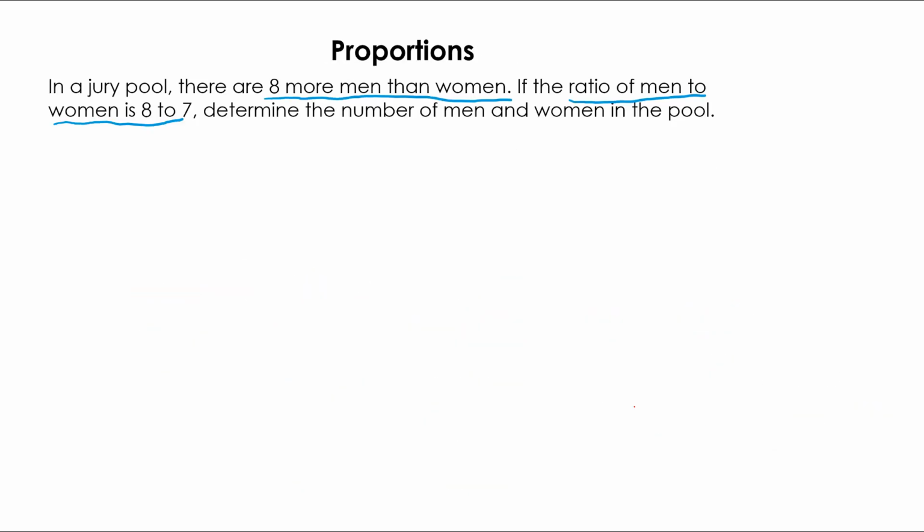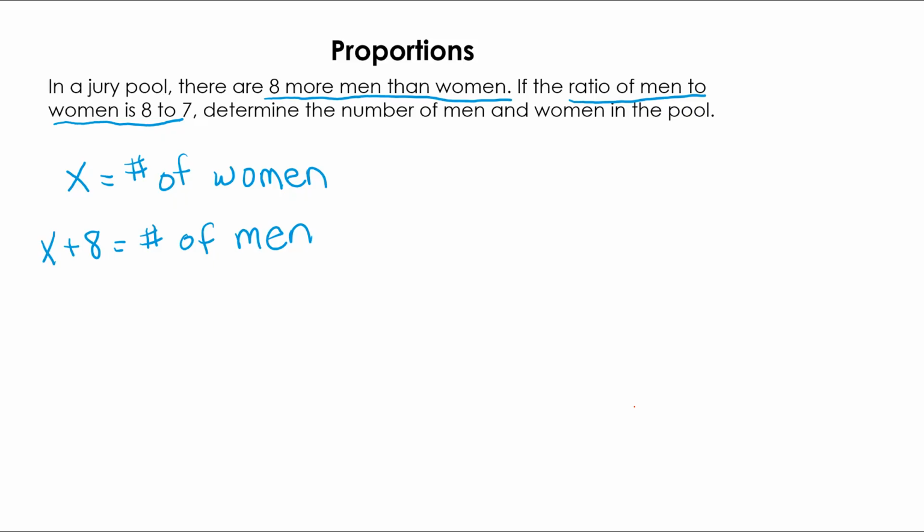Proportions. It says in a jury pool there are 8 more men than women. If the ratio of men to women is 8 to 7, determine the number of men and women in the pool. All right, so the first thing they tell you is that there are 8 more men than women. So there are more men. So I will call the number of women x, and the number of men then will be 8 more than that, or x plus 8.